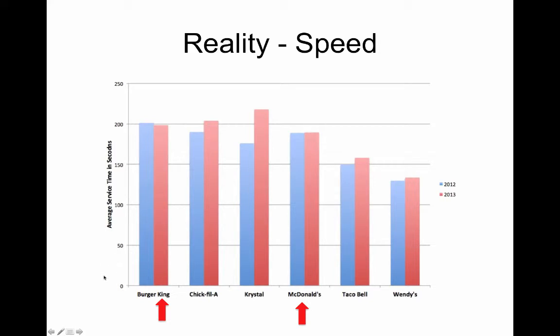The reality in terms of speed is that there's not a whole lot of difference in time. The average amount of time for a customer to be serviced at Burger King, and these are a couple of years out of date, but in 2013 was just under 200 seconds. A little over 3 minutes. For McDonald's, it was also a little over 3 minutes. It was about 198 versus 190 seconds. So just a short difference.